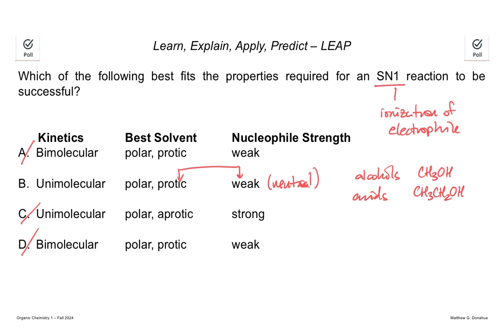So acids, CO2H, formic acid, acetic acid. We learned about bumping up the pKa, trifluoroacetic acid. And again, those things that can help tug on the C leaving group bond to ionize it.